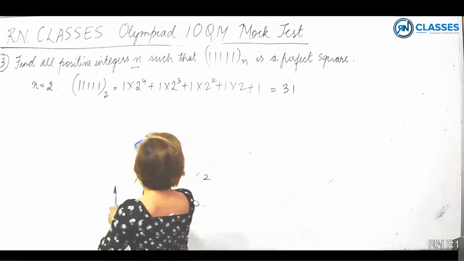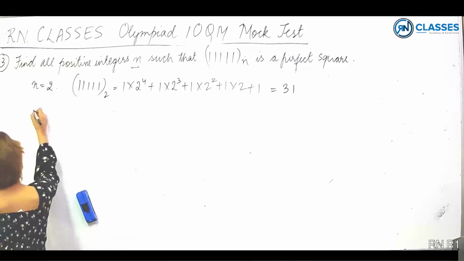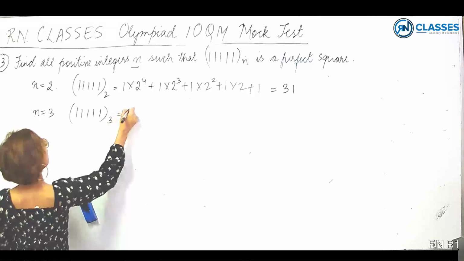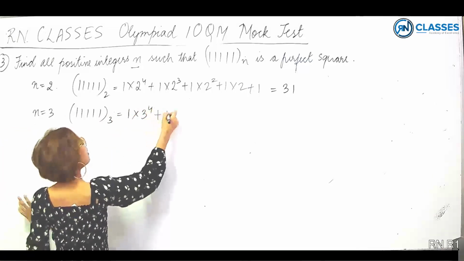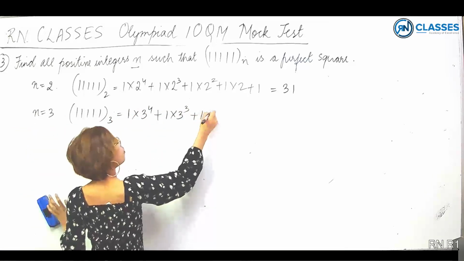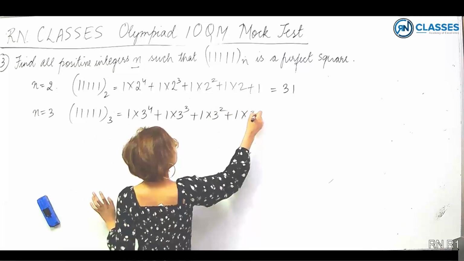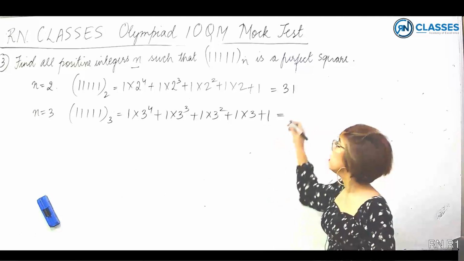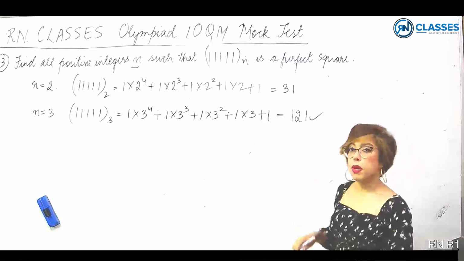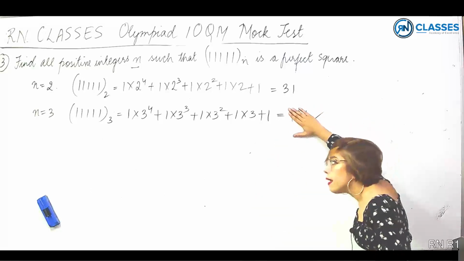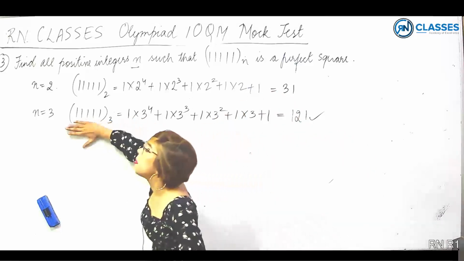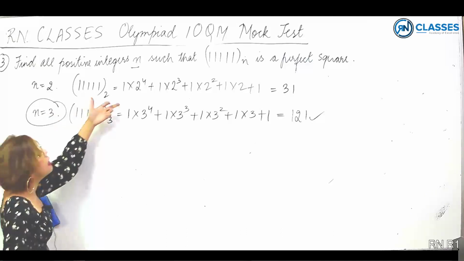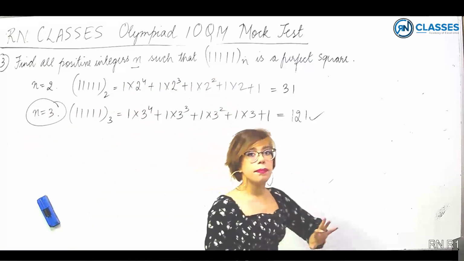Okay. Let me check for base 3 now. n is equal to 3. So this is 1, 1, 1, 1, 1. In base 3, that will be 1 into 3 to the power 4 plus 1 into 3 cube plus 1 into 3 square plus 1 into 3 plus 1. And this actually comes out to be 121, which is a perfect square. Now, since it is a perfect square here, this is a perfect square. You found one value of n for which this quantity is a perfect square.